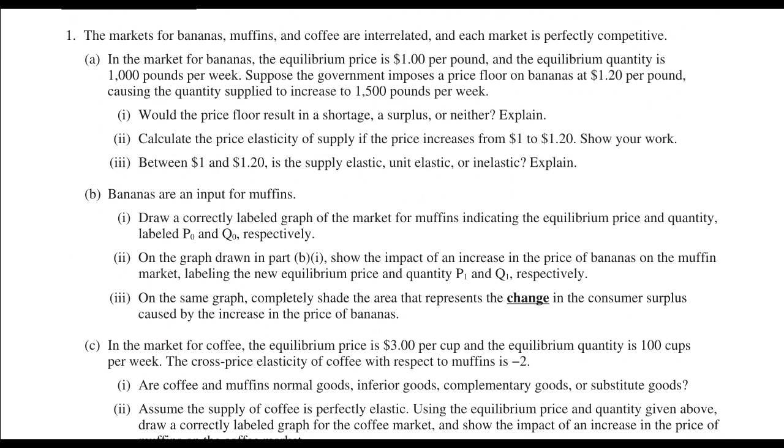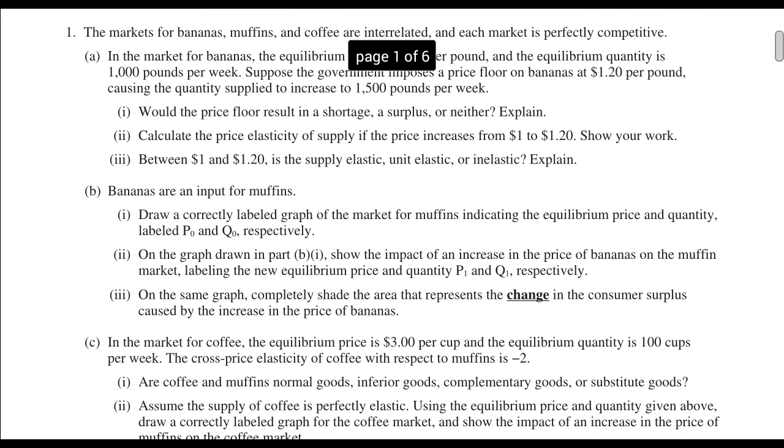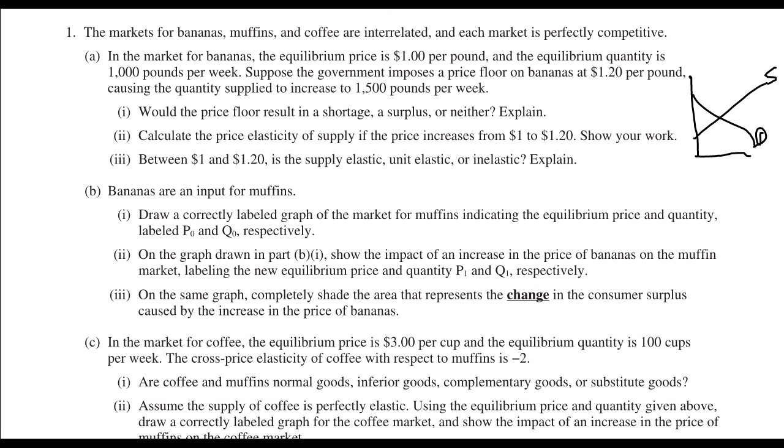The market for bananas, muffins, and coffee are interrelated. Each market is perfectly competitive. So in the market for bananas, the equilibrium price is $1 per pound, and the quantity is 1,000 pounds per week. I'm going to quickly draw that graph here. There's the demand and supply. I know this is really sloppy, but it helps me think through this problem. So demand, quantity, price, equilibrium price was $1 a pound, and that equilibrium quantity was 1,000.